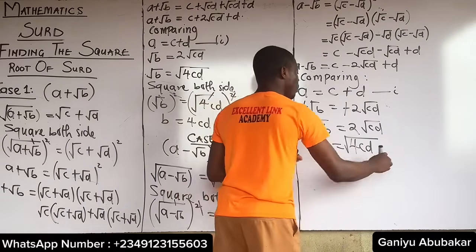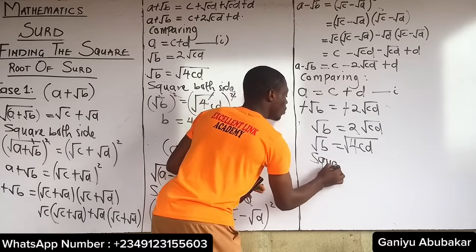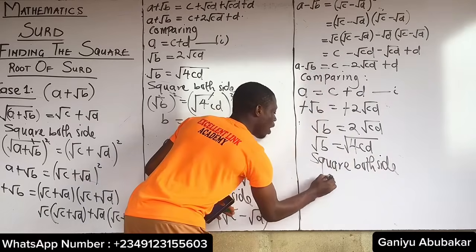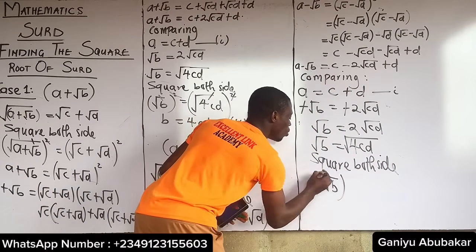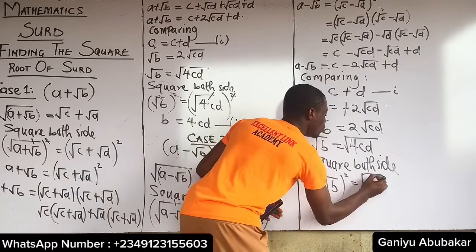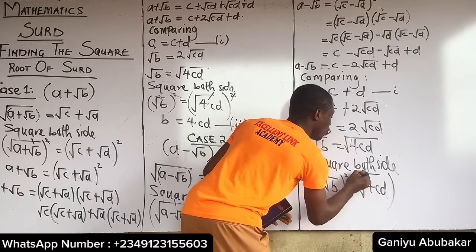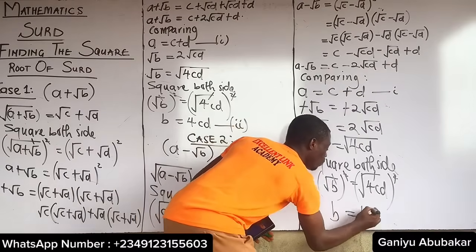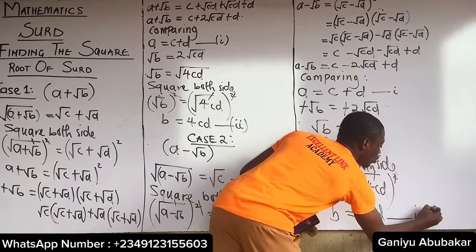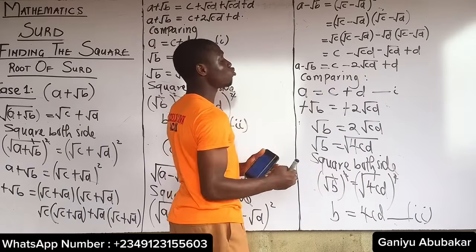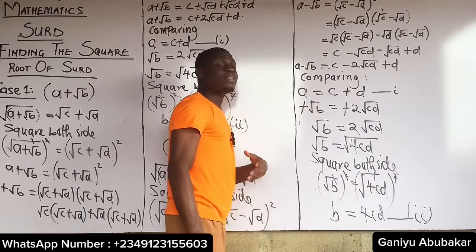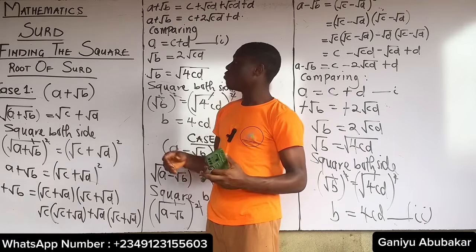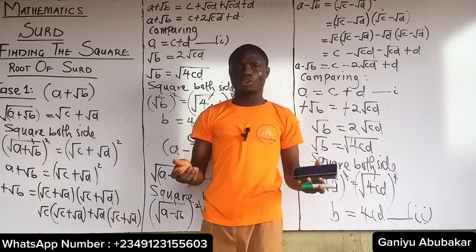At this point here, square both sides. What do I have? I'll have that root b all squared is equal to root 4cd all squared. Square cancels out square root. I'll have that b is equal to 4cd as my equation 2. So the task now is that I'll solve equation 1 and equation 2 using simultaneous equations. So this is how to find the square root of a given surd.